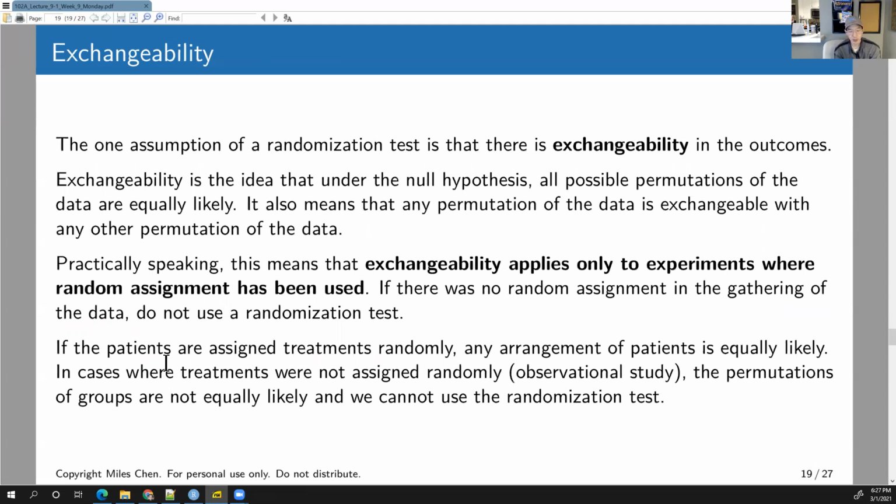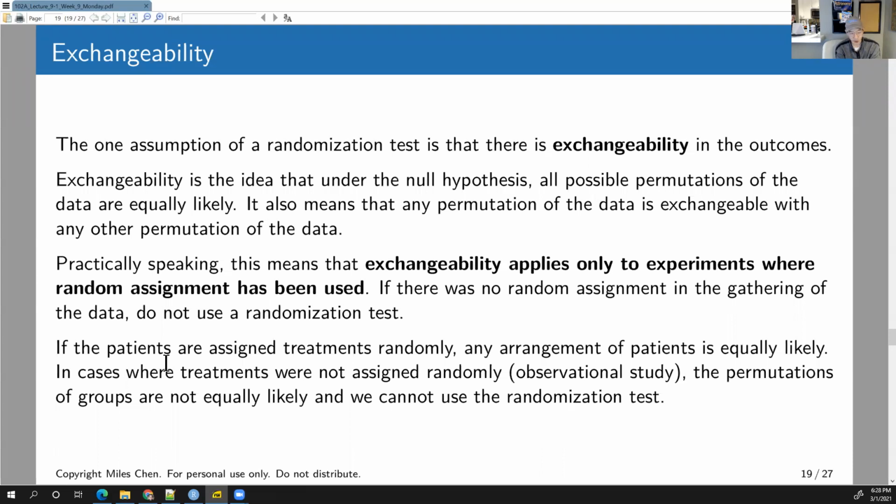Now, basically for all of these tests, we have to make some kind of assumption to fill in our gaps of knowledge, right? So when you do a Z proportion test, you're assuming the central limit theorem holds, you're assuming that your sample is representative of the population, all of stuff like that, okay? In our case, when we're doing a randomization test, we're making some assumptions, and one assumption here is the exchangeability of outcomes. And the idea in exchangeability of outcomes is that under the null hypothesis, all permutations of the data are equally likely.